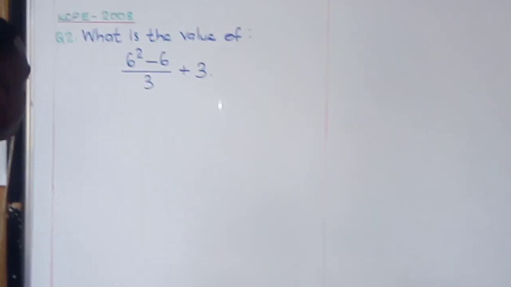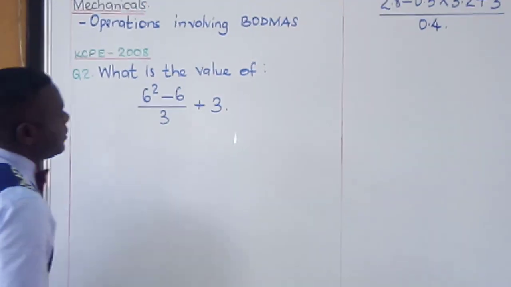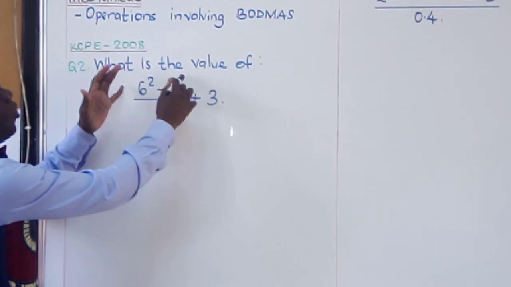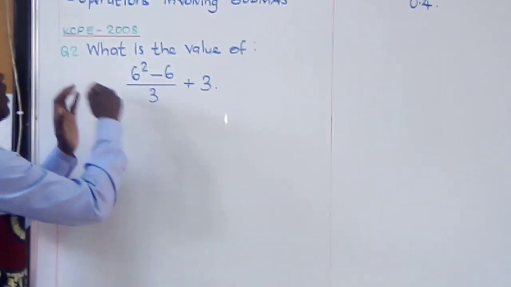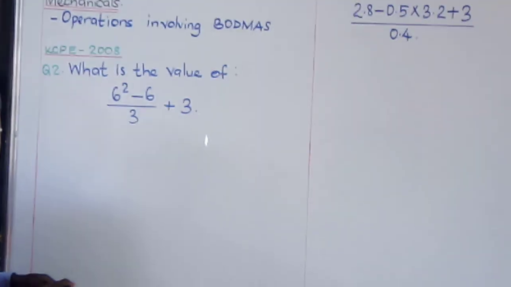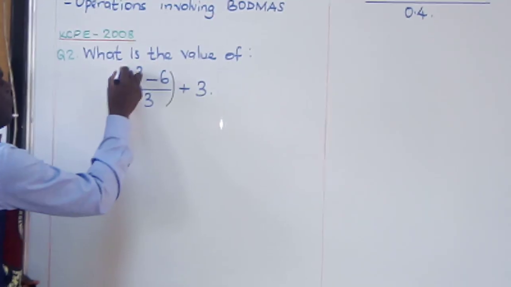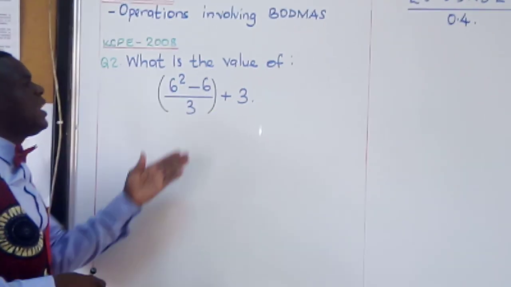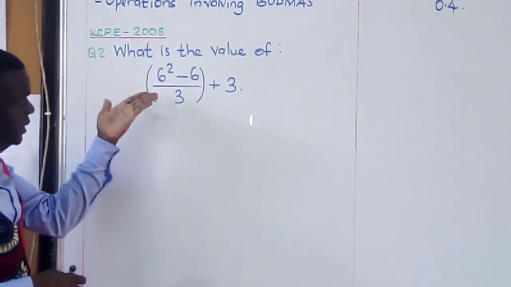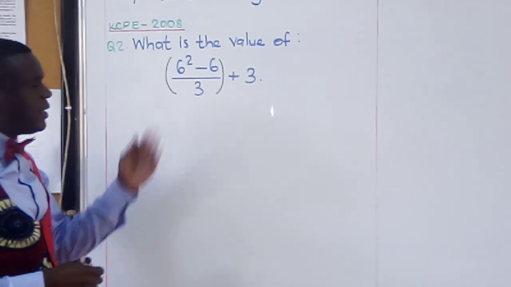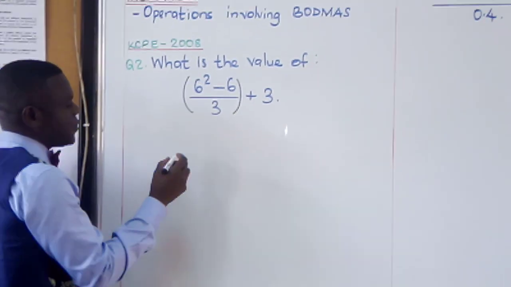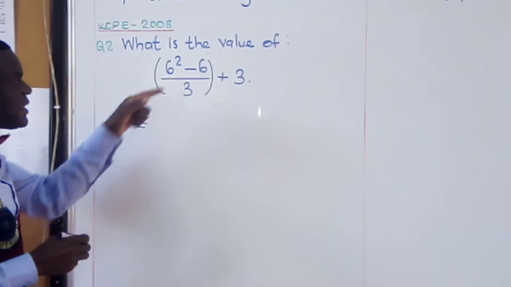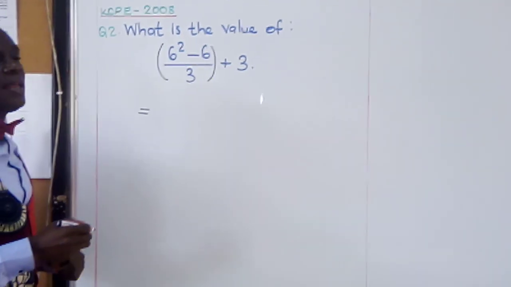Now, we are supposed to carry out the operations on the fraction alone first. So we get the answer of this fraction, and then after getting the answer of that fraction, we add it to 3. Remember, these are whole numbers. So let's go to the next step. We square 6. The next step is squaring 6.